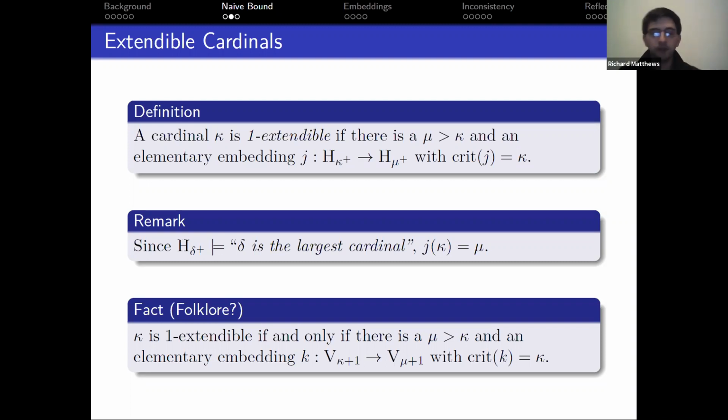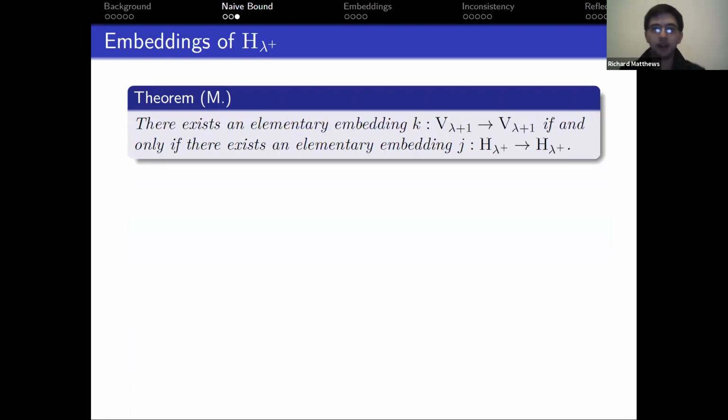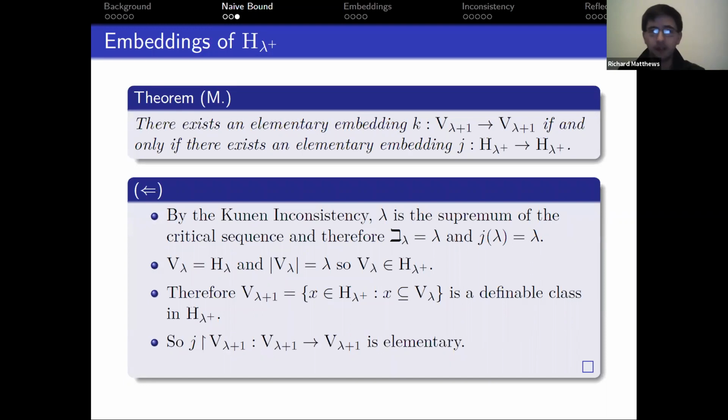The first question I asked when I saw this was: what if we make κ equal μ? What then happens? Do we still get this correspondence, that we get an elementary embedding from H_{λ+} to H_{λ+} if and only if we get one from V_{λ+1} to V_{λ+1}? It turns out the answer is we can, which is very nice. I would be slightly surprised if no one has done this before, but to my knowledge, there is no proof of this. So I'll just sketch the proof.